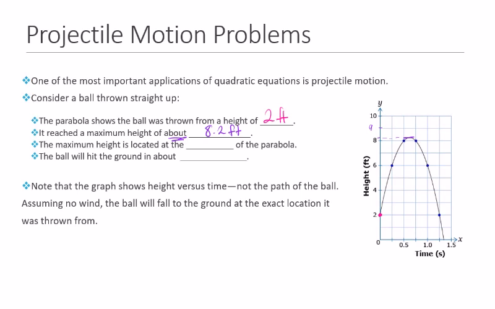The maximum height is located at the vertex of the parabola, and the ball will hit the ground about, so it hits the ground right here. This is 1.25, so it's between 1.25 and 1.5, so maybe like 1.3 seconds, right?